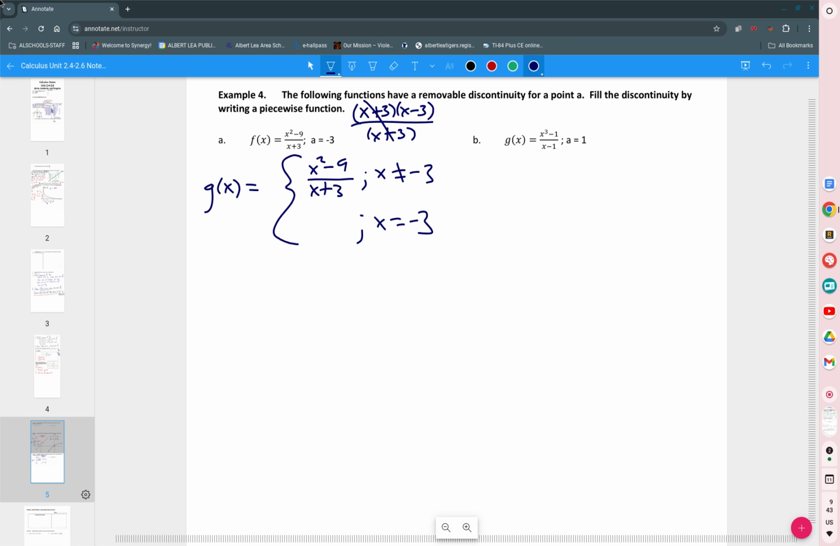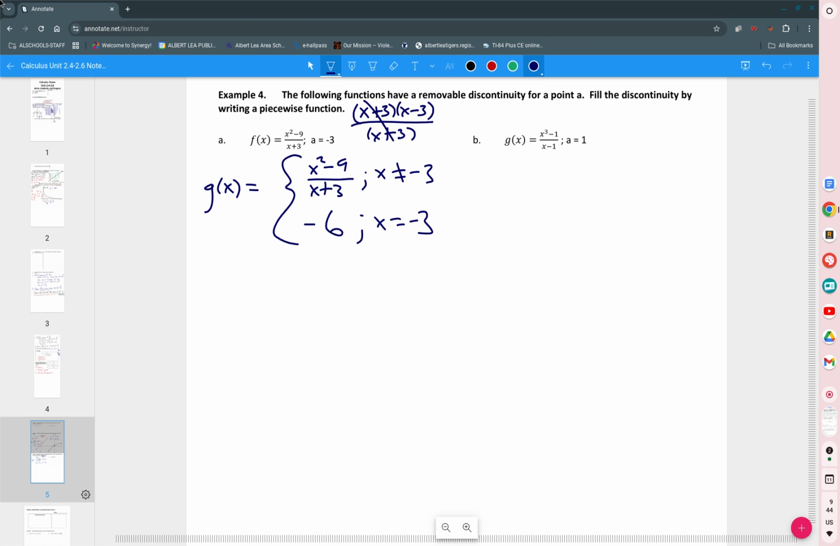Anybody want to guess what y value I should have in order to make this continuous? How'd you get that, Danny? Plug in that -3 value to the remaining term. -3 minus 3 is -6. That's all there is to it.